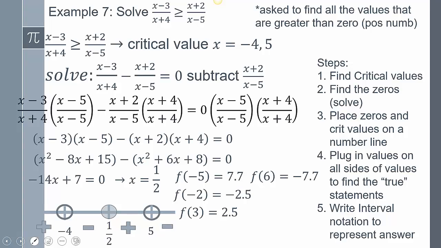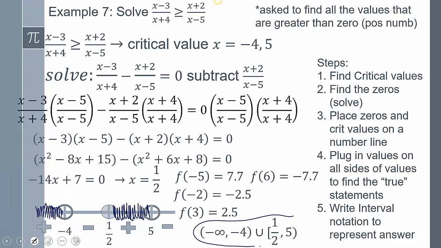And so since this is saying values that are greater than 0, I know I'm looking for the positive region here. And so writing my interval notation, it's going to be from -infinity all the way to -4, union from 1/2 to 5. This is bracket because it's closed circle, and this is open circle, so that's going to be parenthesis. And so this is the answer that I'm looking for.